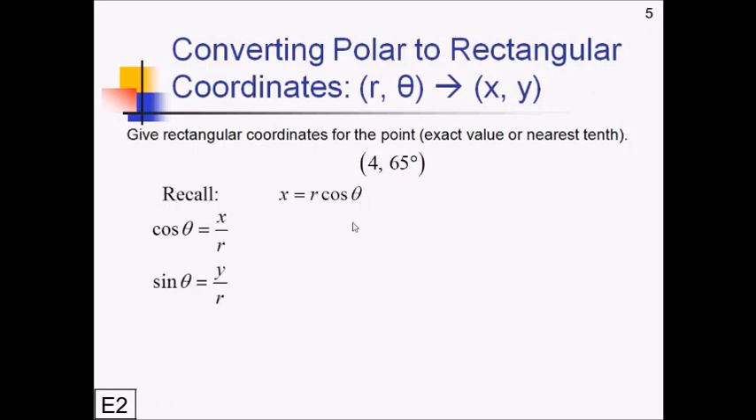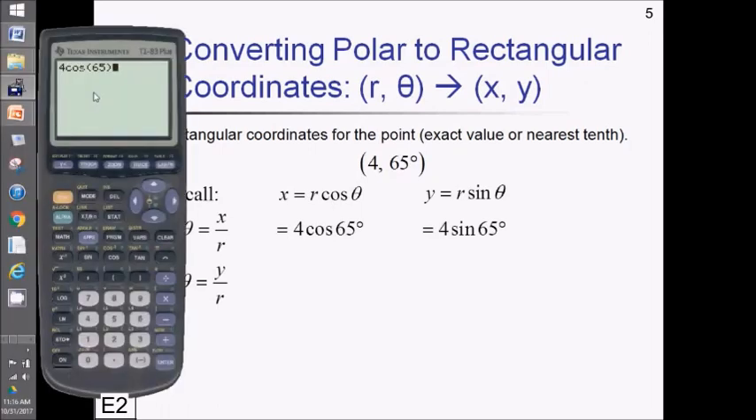So in this case, that would be the radius of 4 times the cosine of 65. The y value is just going to be r times the sine of the angle. So that's going to be 4 times the sine of 65. And now we just have to plug that in the calculator if it's not already a special angle.